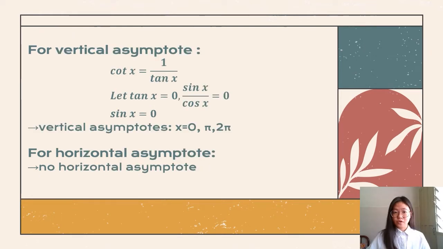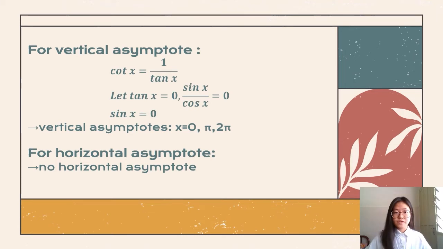For the vertical asymptote in this question, we know that cotangent x is equal to 1 over tangent x, and tangent x is equal to sine x over cosine x. When sine x is equal to 0, the denominator is getting smaller and smaller. Therefore, cotangent x is going to be infinity or negative infinity. Hence, we know that the vertical asymptotes of this question are x equal to 0, x equal to pi, and x equal to 2 pi.